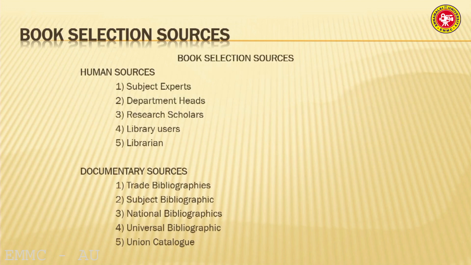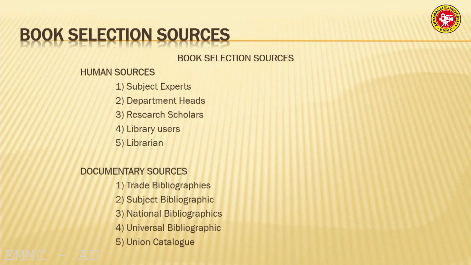So the next one is the book selection sources. We are the librarian. We have to select the material, the reading material for the library. How to select the material, and in what way? Because we are not experts in all the subjects. A librarian may have a background in arts or science. Sometimes we may be appointed as a librarian for an engineering college or the research library of one subject.